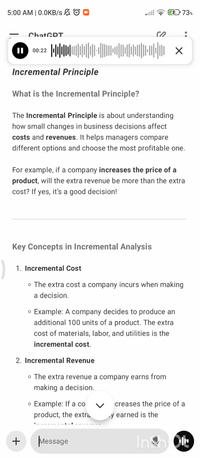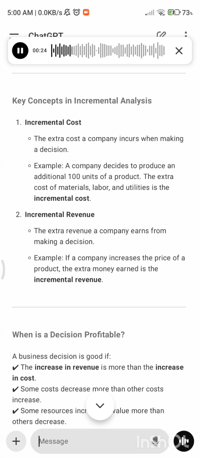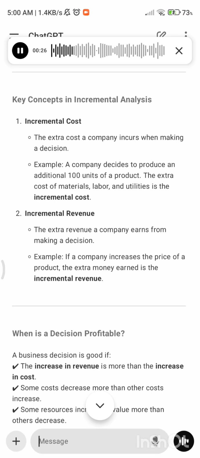Key concepts in incremental analysis. 1. Incremental cost. The extra cost a company incurs when making a decision. Example, a company decides to produce an additional 100 units of a product. The extra cost of materials, labor, and utilities is the incremental cost. 2. Incremental revenue. The extra revenue a company earns from making a decision. Example, if a company increases the price of a product, the extra money earned is the incremental revenue.